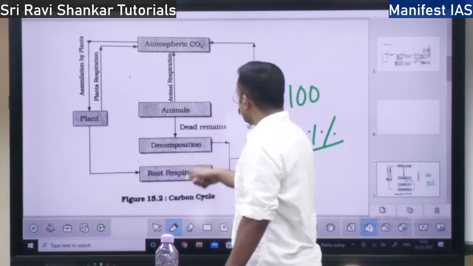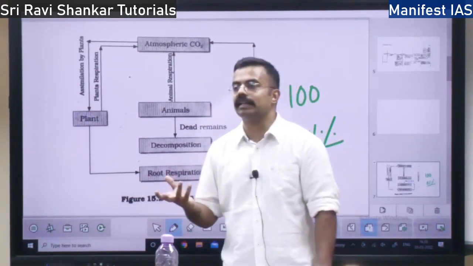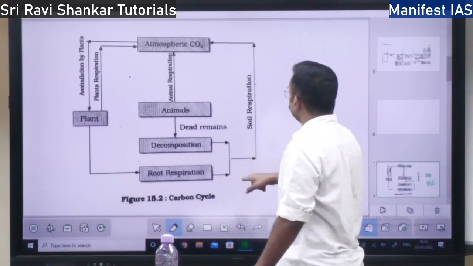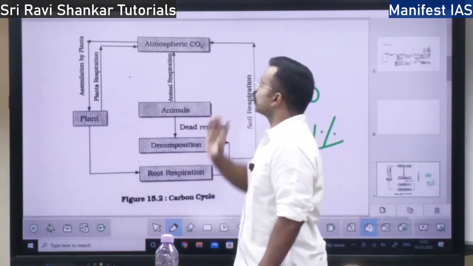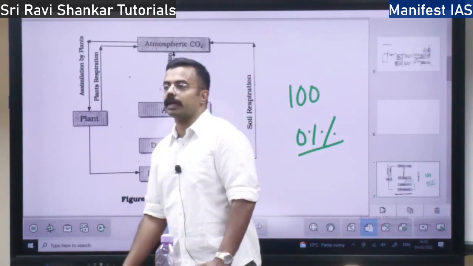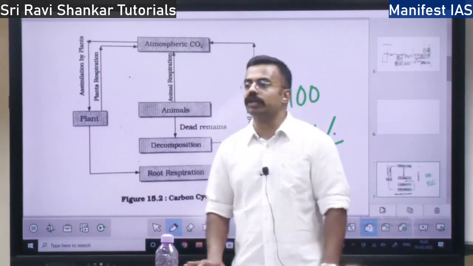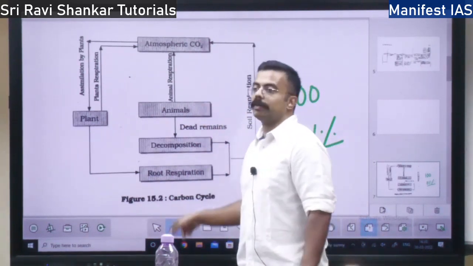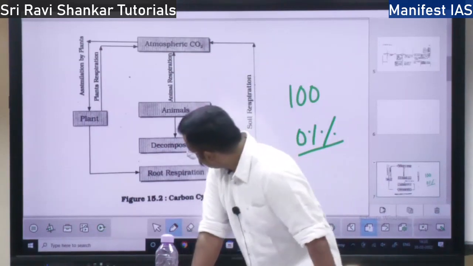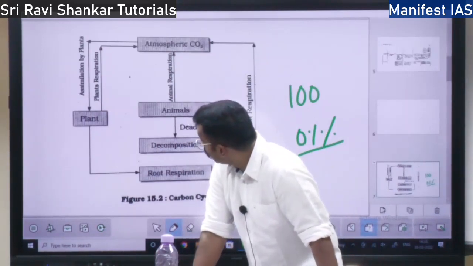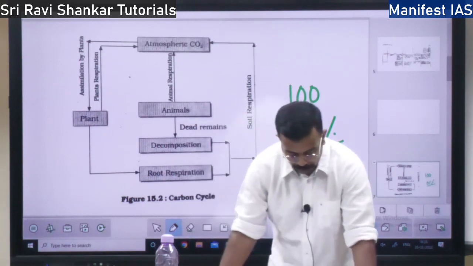decomposers, right? So also root respiration. Roots also give out carbon dioxide via respiration. So via decomposers and root respiration, carbon dioxide will go back to the atmosphere. So this is the flow of energy, water and nutrients. Here you are just seeing the flow of carbon dioxide, how it flows between the land and the atmosphere. There is no water here, but land and atmosphere, right? In the carbon dioxide cycle.